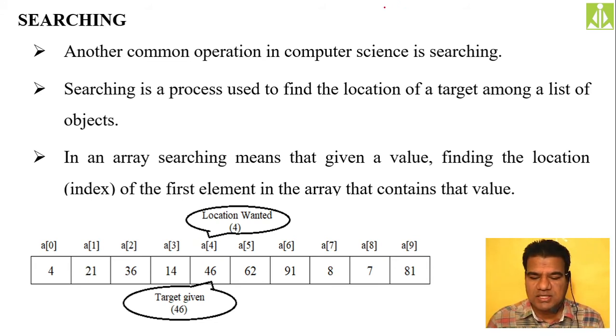If you see this array with the name A, in this, how many elements do we have? We have around 10 elements.